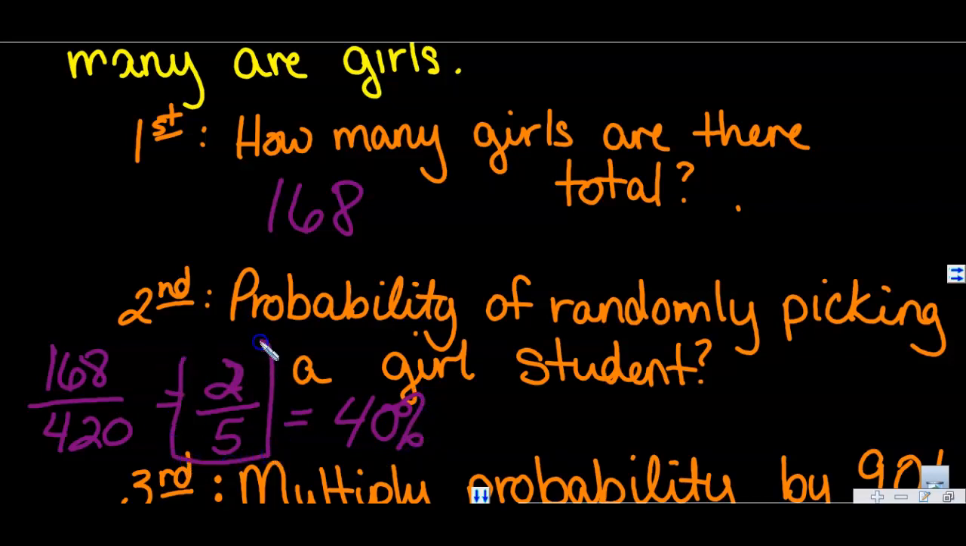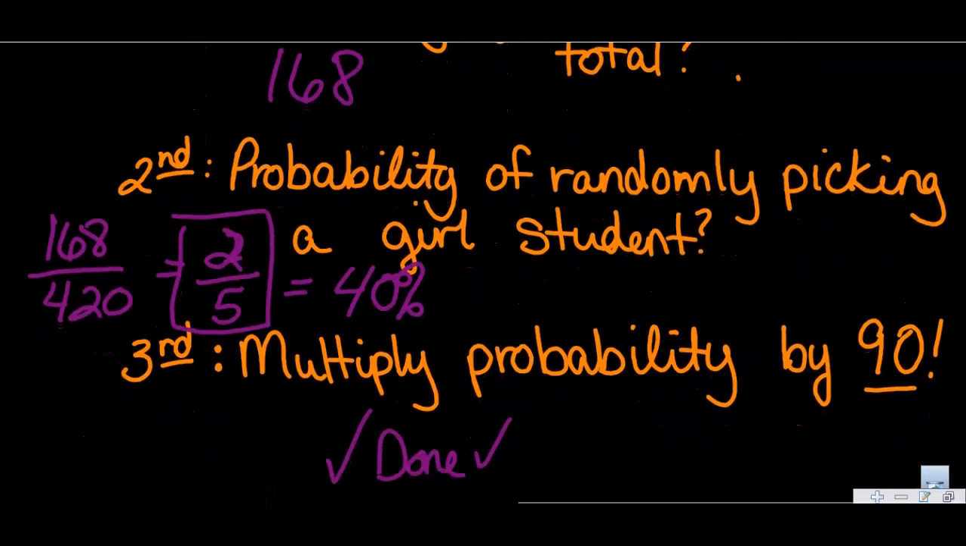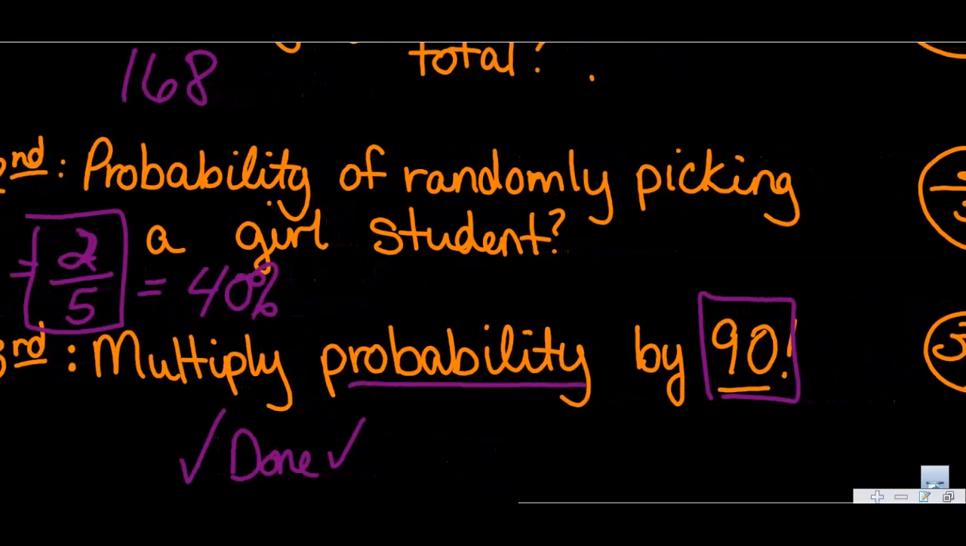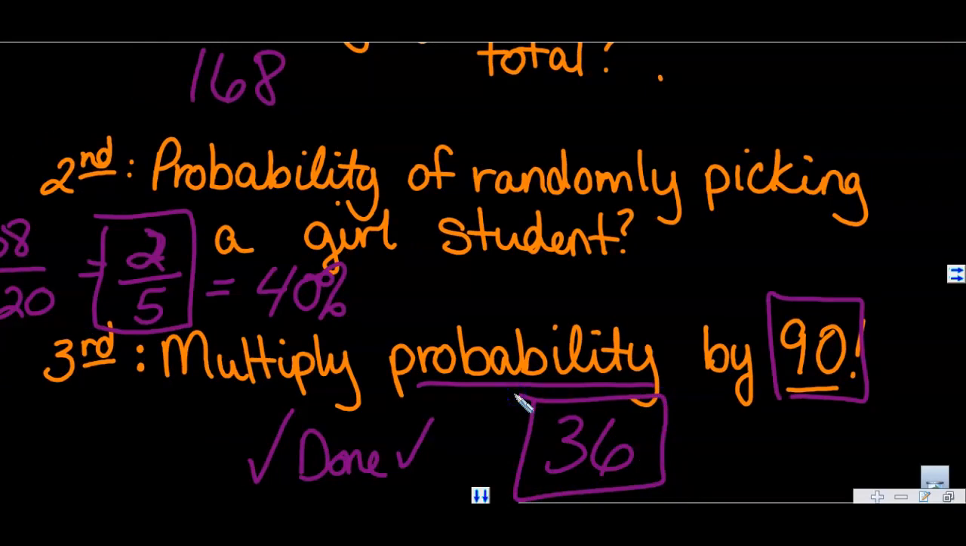Now that I found the probability of my event occurring, I can multiply that by 90 because I have a total of 90 students. If 2 out of every 5 of those students are girls, multiplying 2/5 times 90, I get a total of 36 girls. And that's my prediction, to count on possibly having 36 girls in my math class.